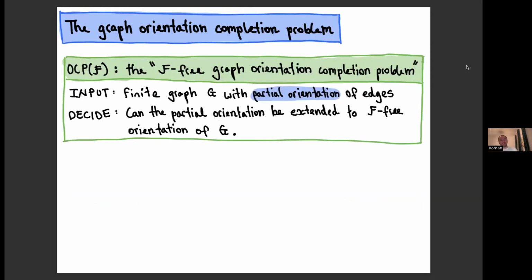Now we look at the graph orientation completion problem. As input, we are not given a finite graph G, but a finite graph G with a partial orientation of the edges. I mean by that some of the edges already have an orientation and some of the edges do not. So this is what I mean with a partial orientation. And then we're asked to decide, can this partial orientation of the edges be extended to an F-free orientation of the whole graph G?